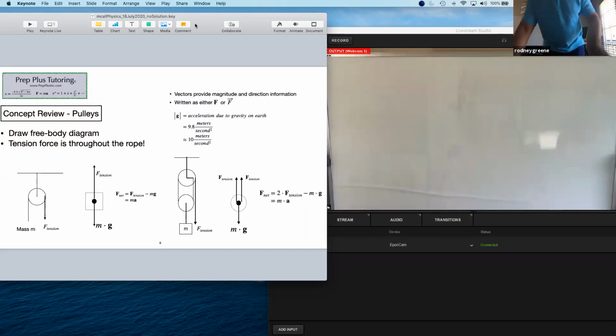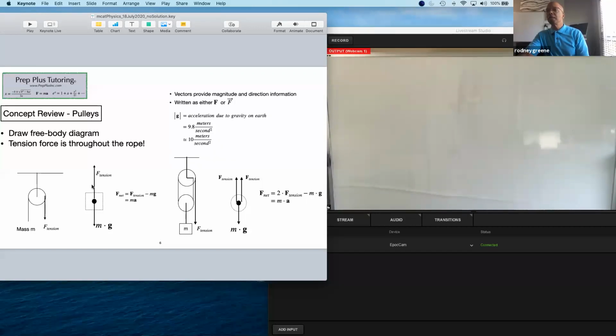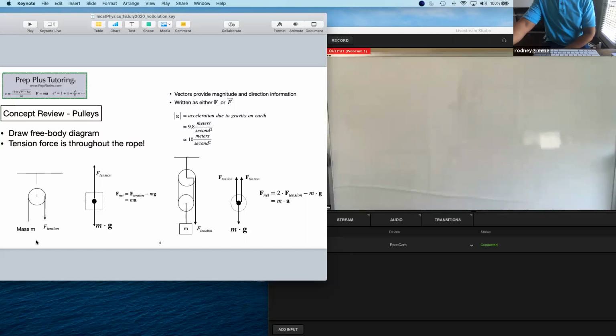With pulleys, the first thing you want to do, as with any kinematics problem, is draw a free body diagram. Here we have a pulley attached to the ceiling, and you have a mass attached to one side of the rope, and you're pulling down on the other.